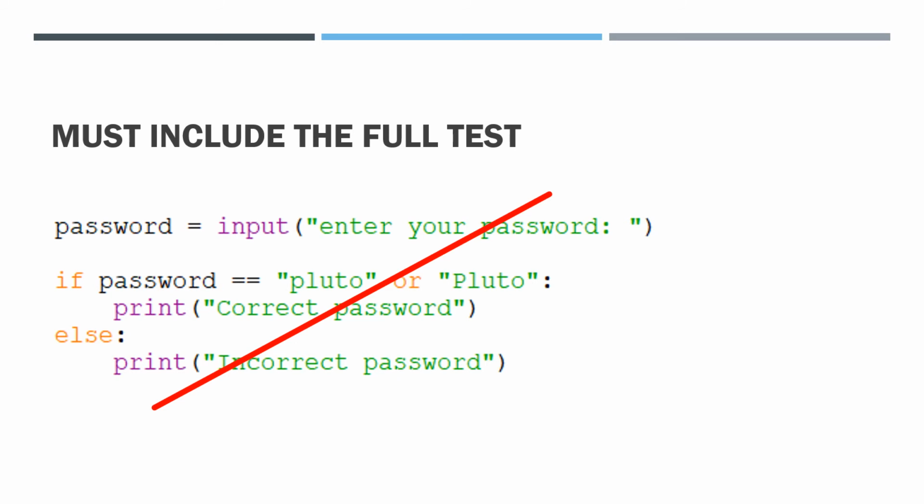In fact, what the computer would do would be to take the word Pluto and evaluate it on its own as a Boolean expression. And if you remember, all strings count as true, apart from an empty string. So that would always be true. It would say that you'd got the password right, whatever you typed in, because a string on its own is always true. So that's about the most common error I come across in student programs. So if you're using a Boolean operator, make sure that you give the full test on either side of the operator.